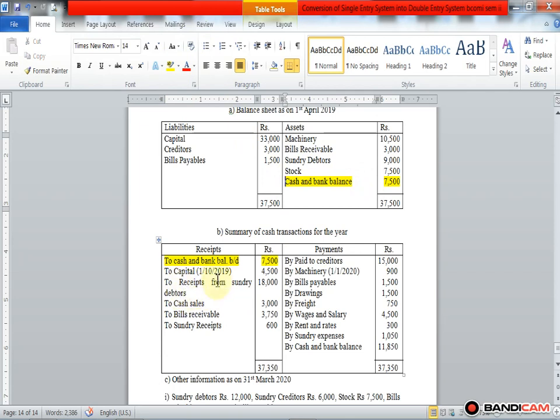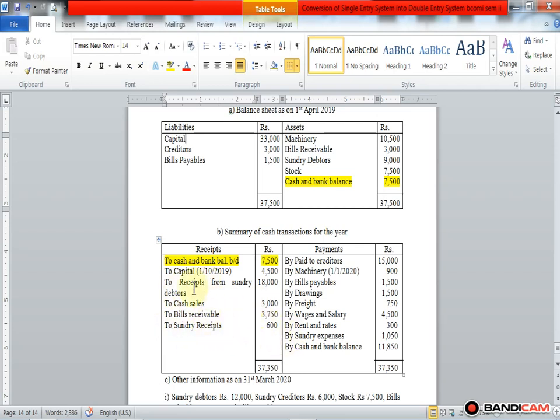To capital on 1st October 2019 rupees 4,500. It means additional capital was introduced by Mr. Santosh, and this additional capital is added to your capital. Then to receipt from sundry debtors rupees 18,000, to cash sales rupees 3,000, to bills receivable rupees 3,750, to sundry receipt rupees 600.